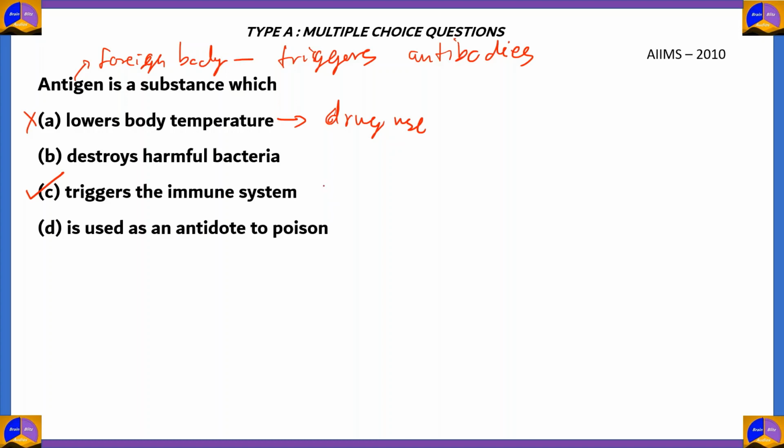What about option B? Destroys harmful bacteria. That is done by an antibiotic and not an antigen. Antigen is the harmful bacteria that enters, which are countered by antibiotics. So option B is incorrect. And option D, antidote to poison. An example for an antidote to poison is atropine, and atropine is not an antigen. So option D is incorrect. The right answer is that an antigen is a substance which, option C, triggers the immune system.